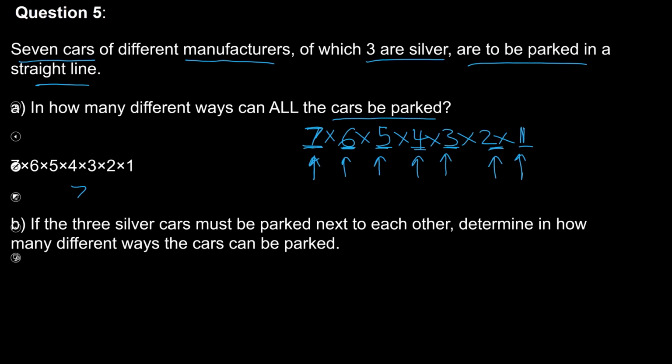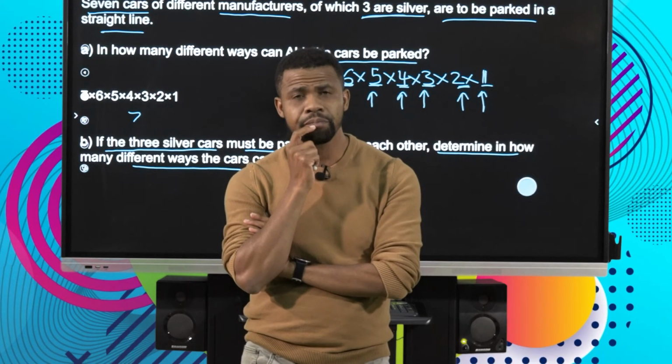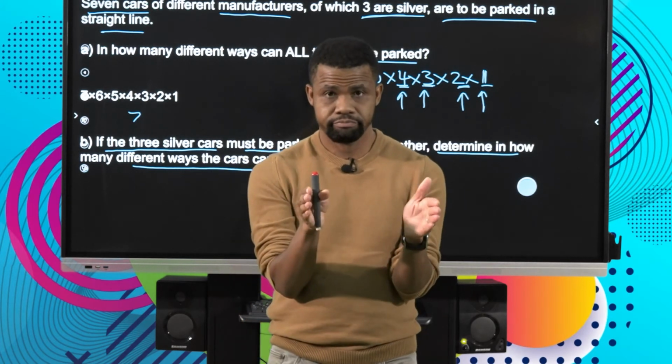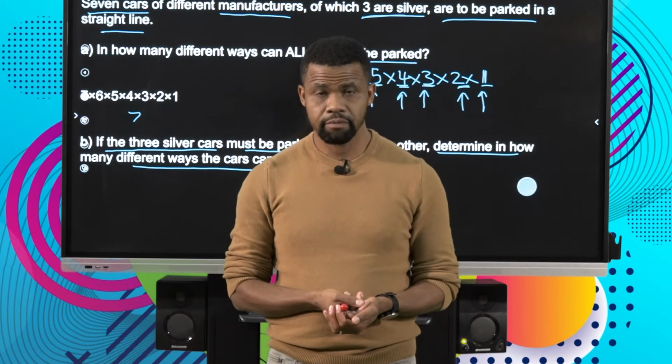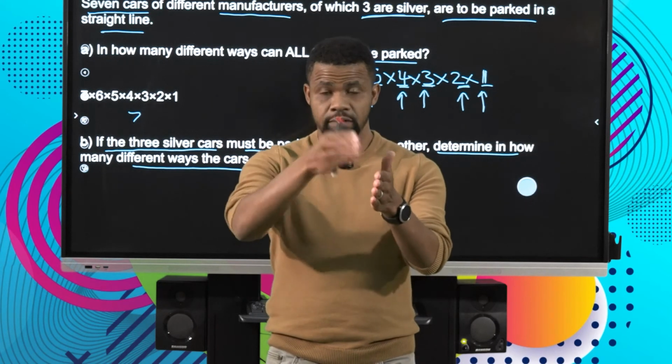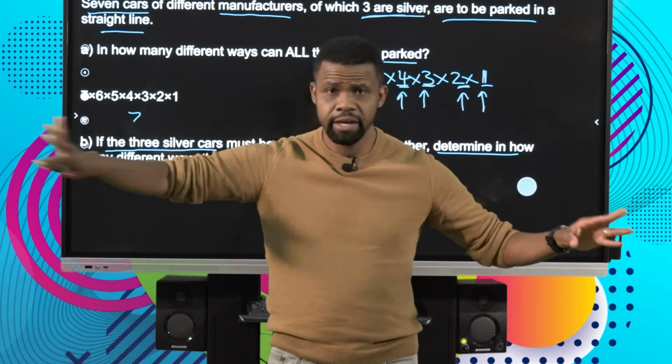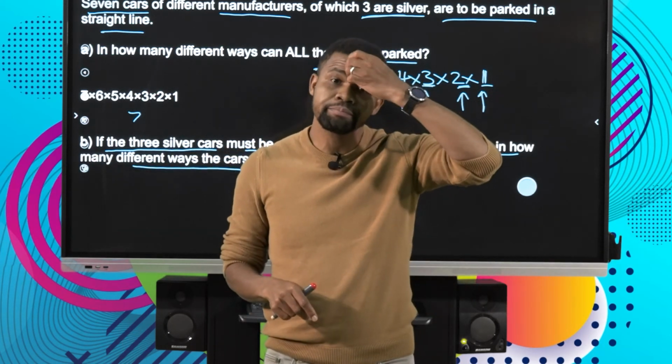It's still the same question where we have 7 cars of different manufacturers, 3 still silver, to be parked in a straight line. Now, if the 3 silver cars must be parked next to each other, determine how many different ways the cars can be parked. What this is asking is that the silver cars must be parked next to each other. So it implies you must have silver, silver, silver, and the rest of the cars. Are we all together? I can have the 3 silvers in the beginning and it doesn't matter about the other 4, but the 3 silvers must be parked together. So what do we have to do with this question?